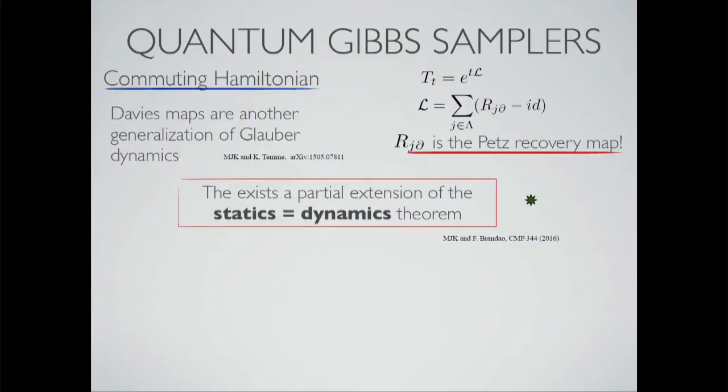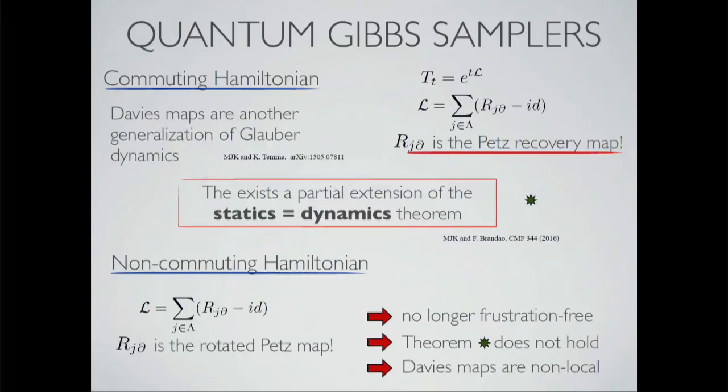But this somehow was an unsatisfactory partial extension because it only held for commuting local Hamiltonians. So as soon as the Hamiltonians are non-commuting, we couldn't say anything. And our statics side of the equation somehow was slightly unnatural. So it would be extremely difficult, for instance, to verify it in an actual experiment.